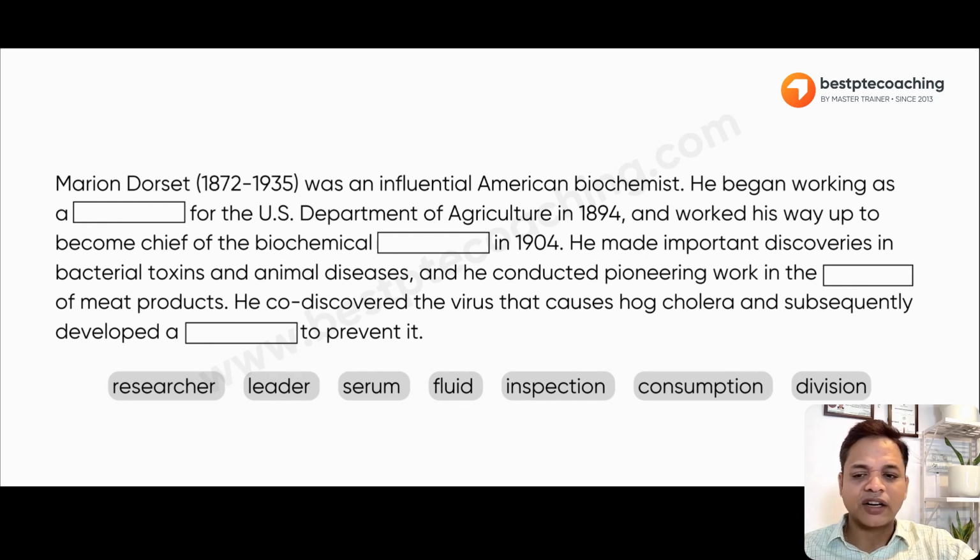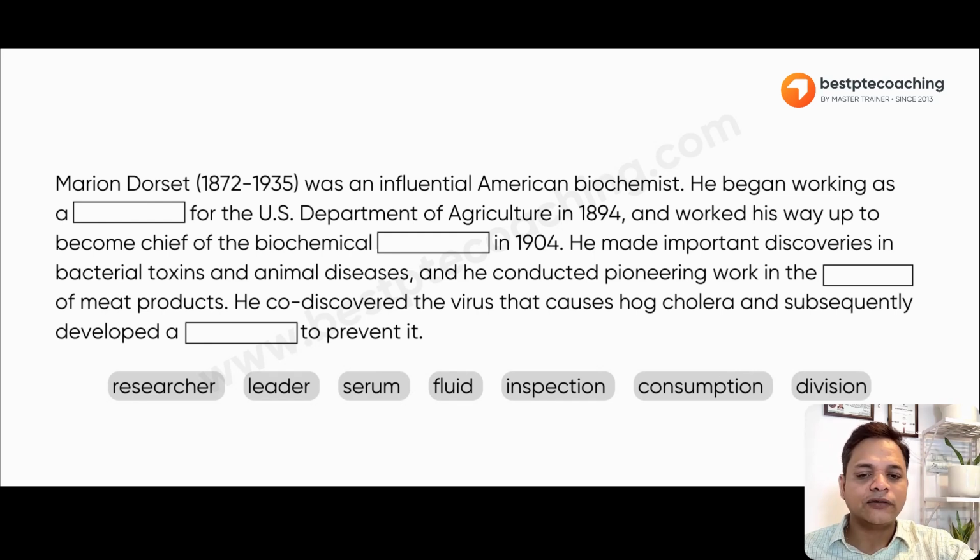He made important discoveries in bacterial toxins and animal diseases. He conducted pioneering work in the blank of meat products. So, work in the blank requires a noun. Okay, researcher, fluid, inspection, consumption. Conducted pioneering work in the blank of meat products. Work in the consumption of, inspection of. Serum of is not suiting. So maybe he is a researcher, therefore inspection of meat products. So he's supposed to be a researcher. They inspect things, they study things. So research involves what? Inspection. So inspection is what I'm choosing.